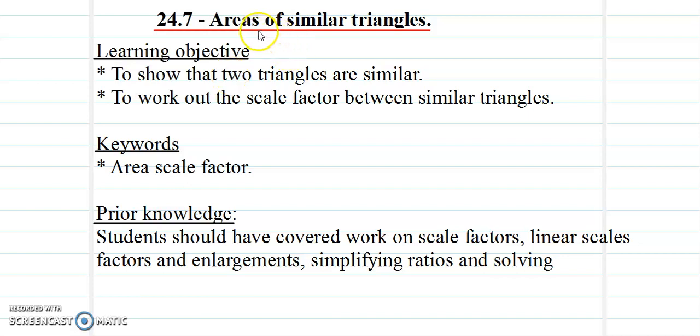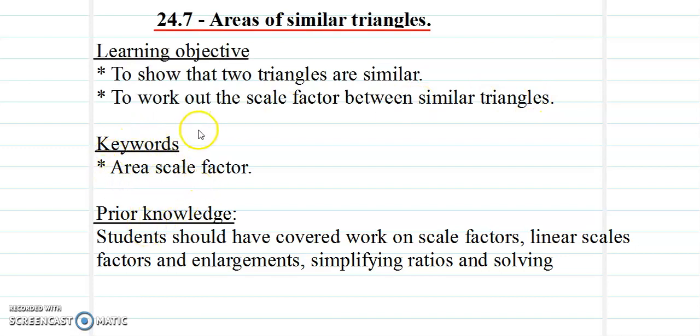Now in today's topic, we are going to consider the areas of similar triangles, and the learning objective is to show that two triangles are similar and also to work out the scale factor between similar triangles. And these are our keywords.